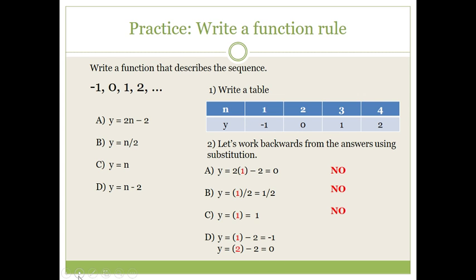So that does mean that D has to be correct in this case, but let's just check to see. If I replace a 1 where the n is in this equation, I get 1 minus 2, which is negative 1.